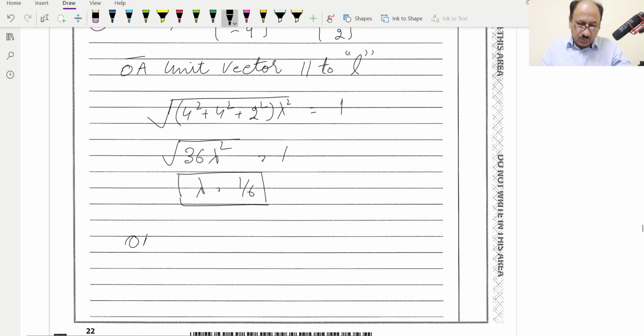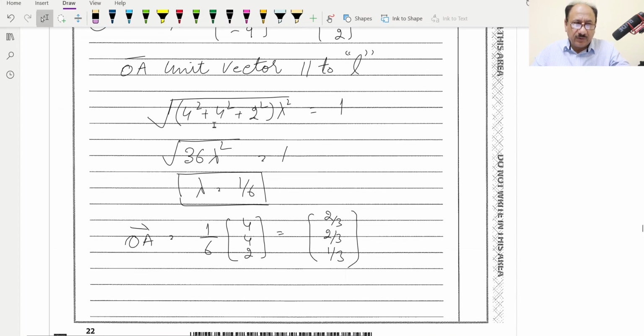So it means the OA vector will be equal to 1 over 6 of (4, 4, 2), where we replaced the lambda value over here. If we multiply inside, it will be 2 by 3, 2 by 3 and 1 by 3. This will be the required vector.